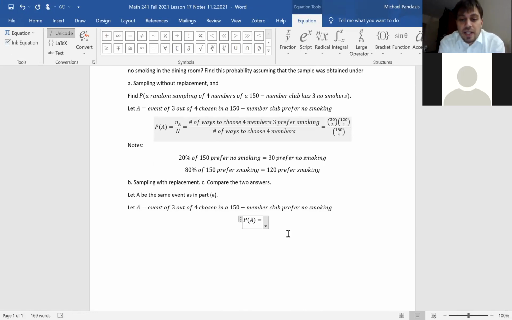So that means the probability is still N sub A over N. But now, we want 150 members.